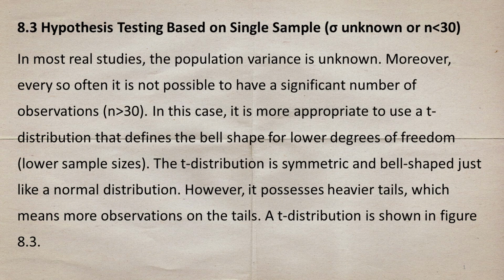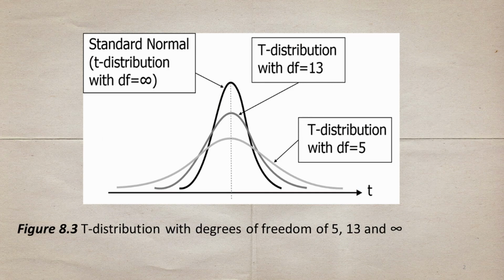In this case, it is more appropriate to use a t-distribution that defines the bell shape for lower degrees of freedom, lower sample sizes. The t-distribution is symmetric and bell-shaped just like a normal distribution. However, it possesses heavier tails, which means more observations on the tails. A t-distribution is shown in Figure 8.3 in the following slide. Figure 8.3 shows the t-distribution with degrees of freedom of 5, 13, and infinity.